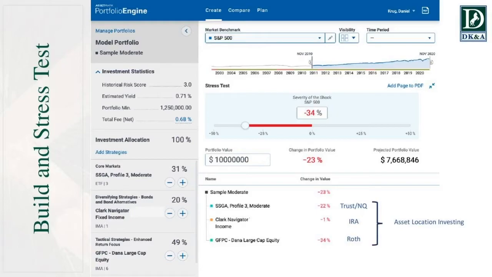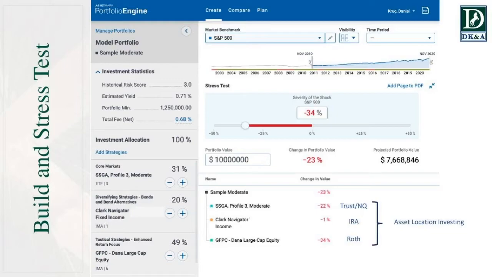This one went down a whole lot more because it's all equities. It's going to work more like the S&P 500. This is your Roth account. Now again, you might be thinking, yeah, but I don't want my tax-free money to go down that much. All right, work with me here, because I'm going to show you how this is actually going to be in your favor long term.